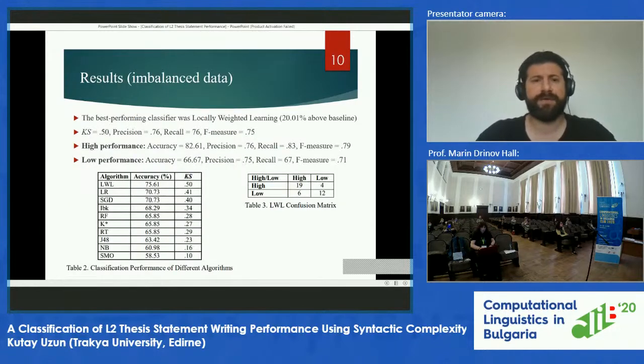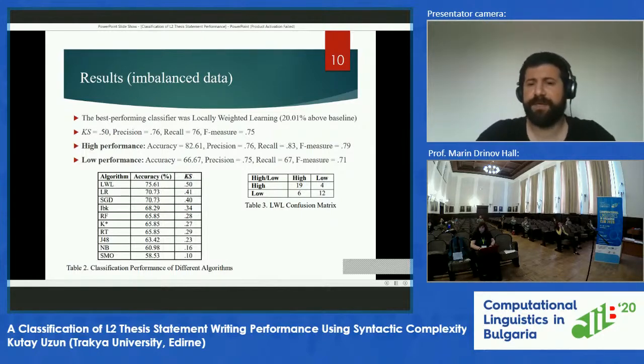And here you can see the results for the imbalanced data, the original data, if I may. So the baseline accuracy was 56.10, and I tested 10 algorithms. You can see in table 2 on the left side. The best performing algorithm there was locally weighted learning, which produced an accuracy percentage of 75.61. That was 20.01% above the baseline. So that was more or less an okay improvement.